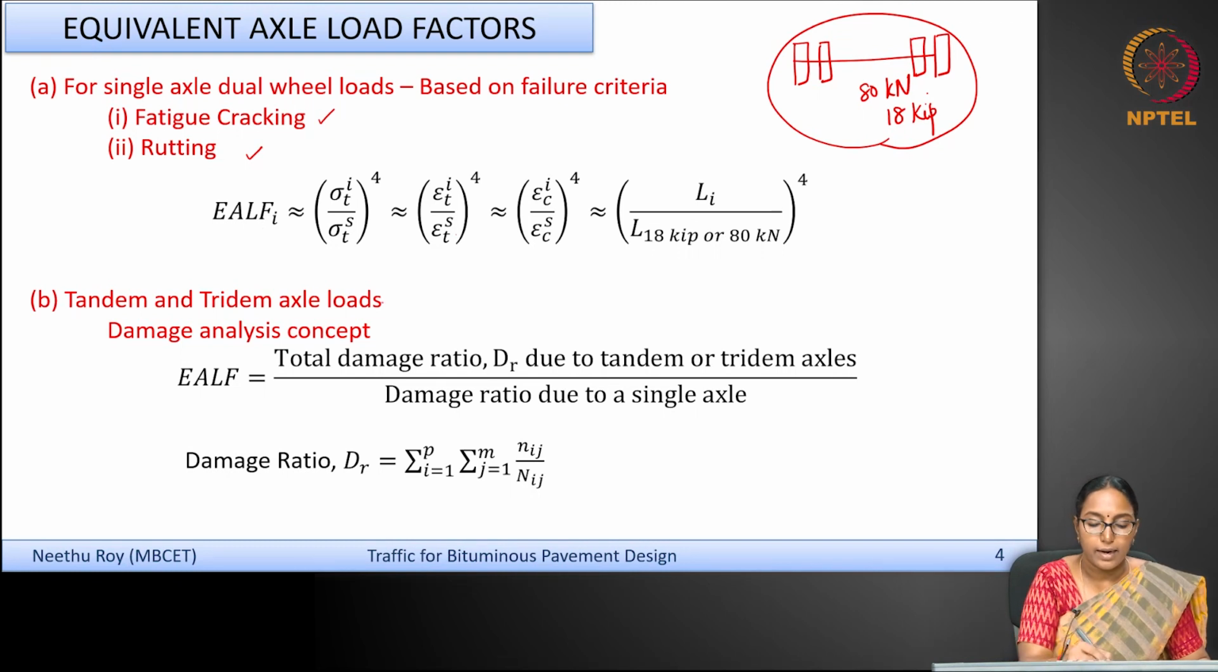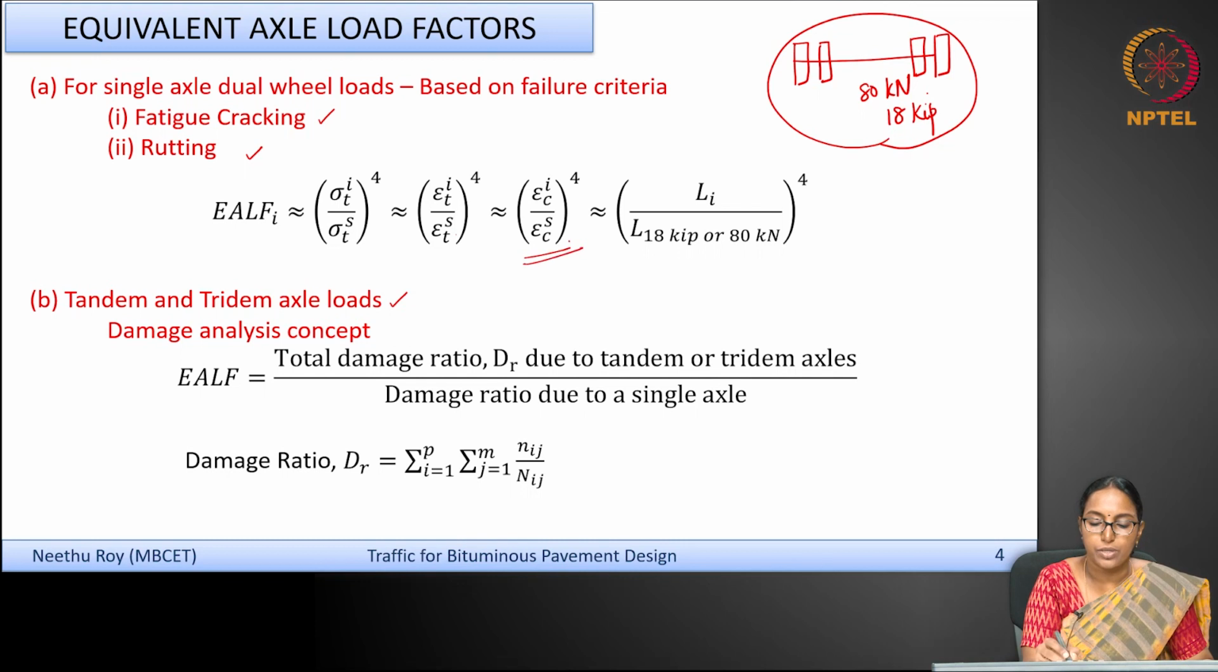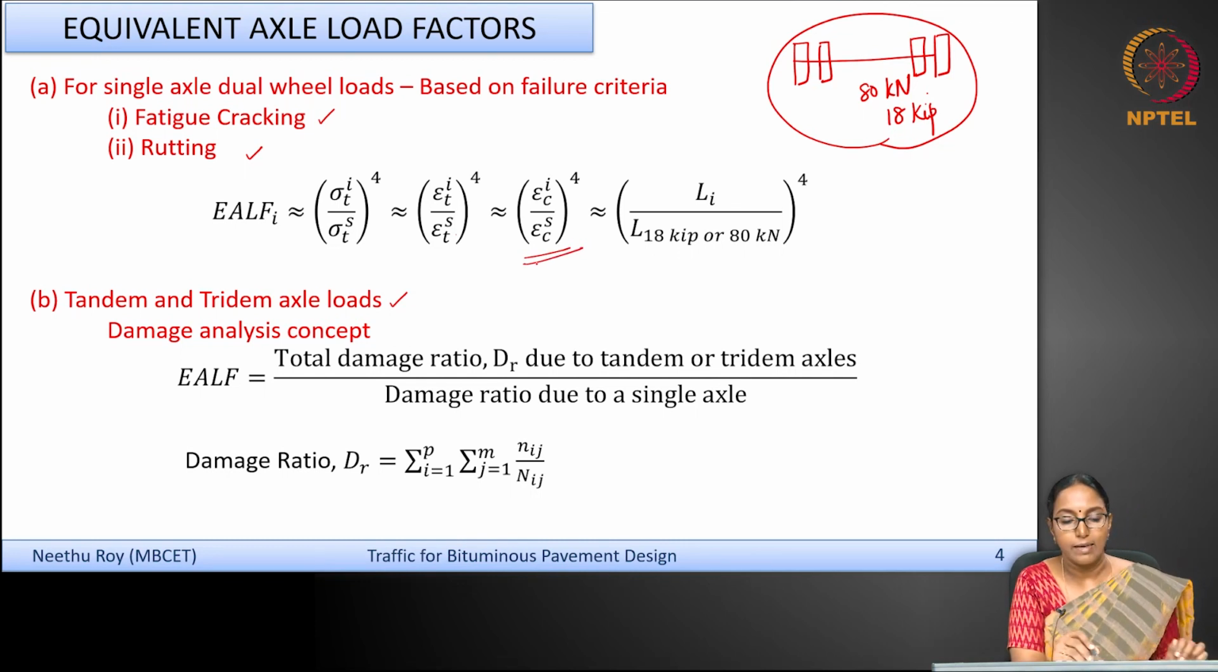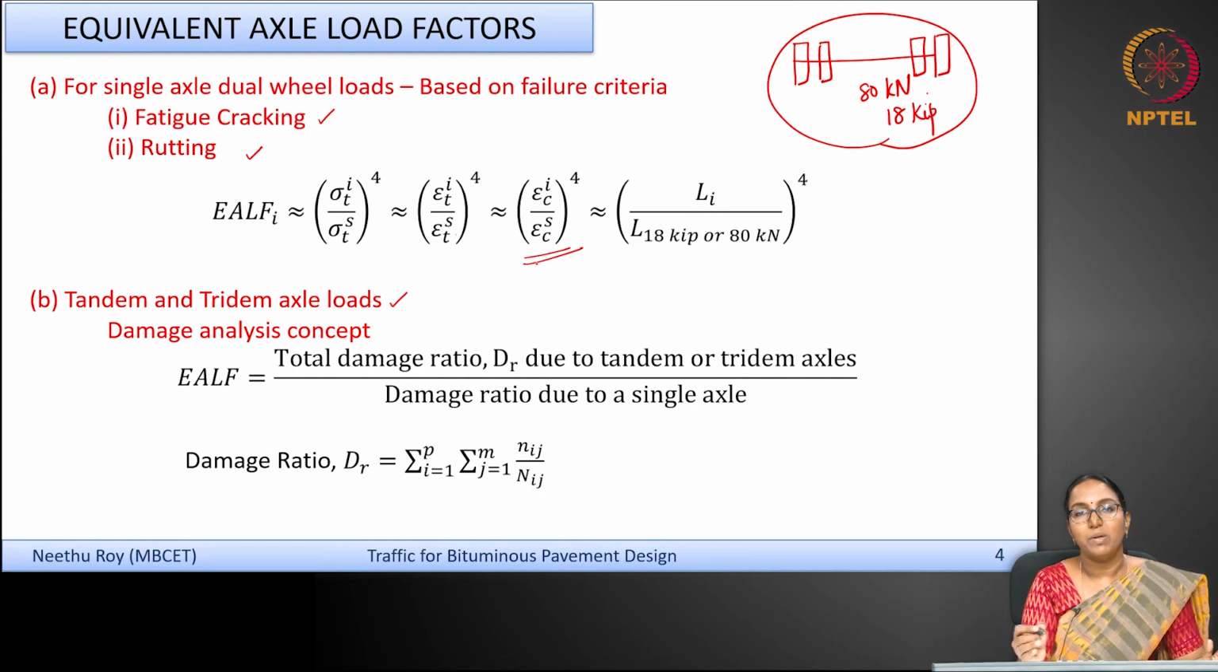Now if you have tandem axle or tridem axle loads, you can't directly find the critical strains as epsilon T, epsilon C, etc. under a tandem or a tridem axle load and use this expression to find the EALF. That is not directly possible. Why? Because one tandem axle cannot be considered as equal to one single axle dual wheel, or equivalent to two single axle dual wheels also. So it will be somewhere in between.